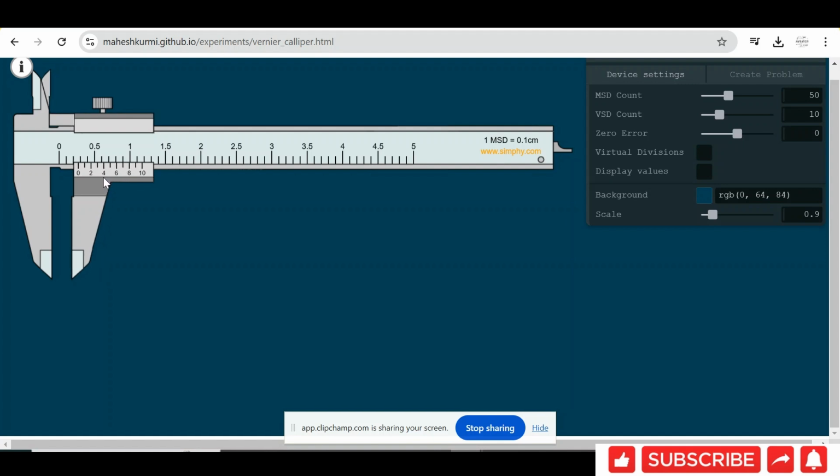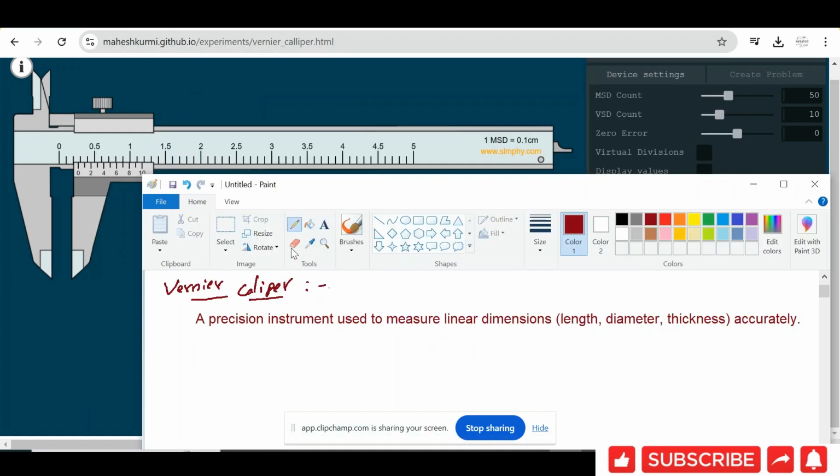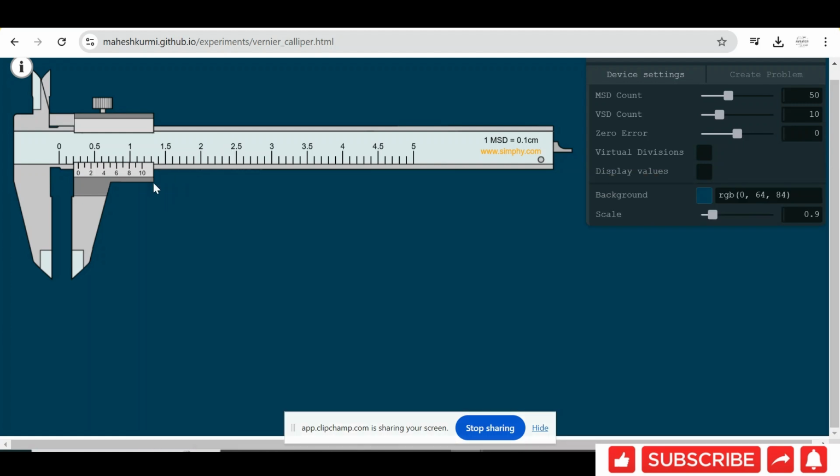Then there are two readings you need to get. One is the main scale: how much is it? 0, 0.1, 0.2, then the Vernier scale started. So main scale, how much is it? 0.2, right? So the first reading you will get is the main scale reading, which in this case is 0.2. Now the Vernier scale reading.